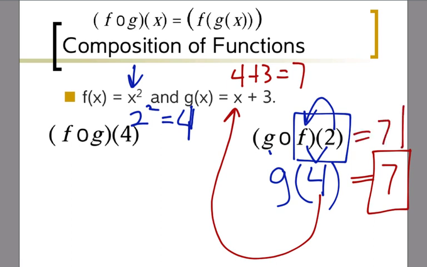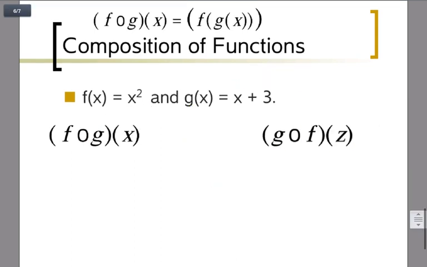So that's composition of functions with a number. It's not too complicated with a number, as long as you remember to plug the number into the closest letter function first, and then take your answer and plug it into the other one. But now we're going to get a little bit more complicated and do it with a variable instead of a number. I do the same process though.